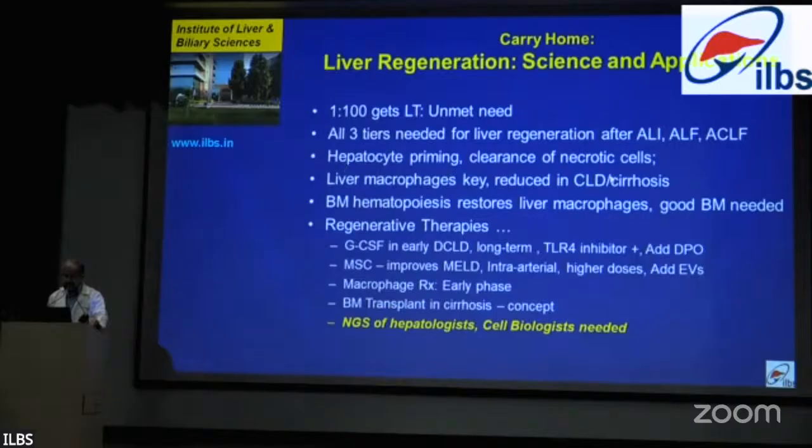Hepatocyte priming and clearance of necrotic cells is the first important step. Macrophages are key, but they are reduced and dysfunctional in CLD and cirrhosis. Bone marrow hematopoiesis restores liver macrophages, so you need a good bone marrow. Exercise and fill up the marrow.